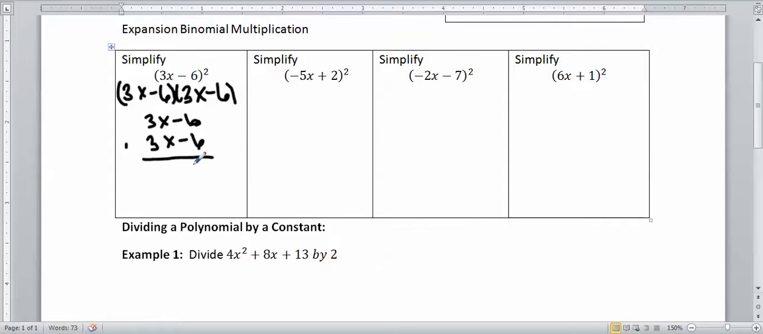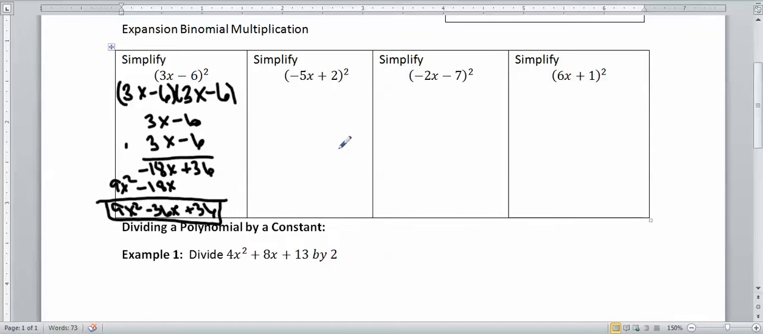So negative 6 times negative 6 is positive 36. Negative 6 times 3x is negative 18x. 3x times negative 6 is negative 18x. And 3x times 3x is 9x squared. Okay, remember, x times x is x squared. 3 times 3 is 9. And then you add. Okay, so I get 9x squared minus 36x plus 36. Okay, and that's my final simplified answer.